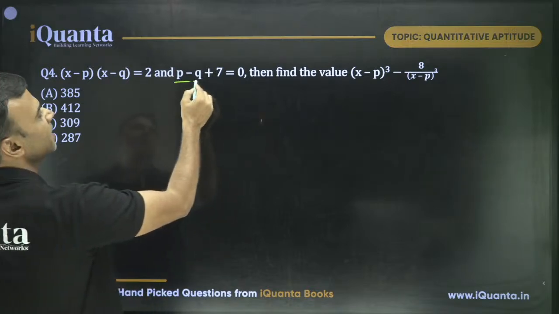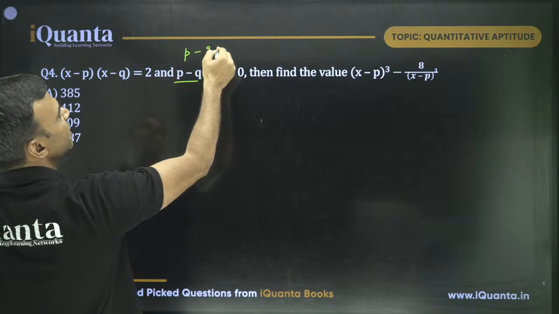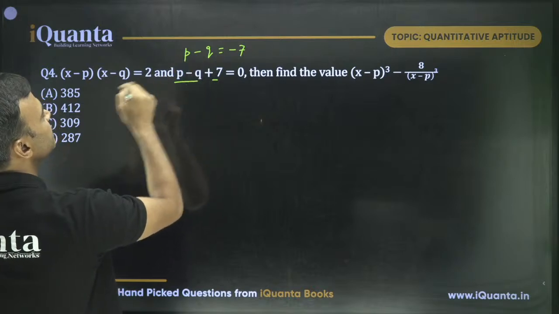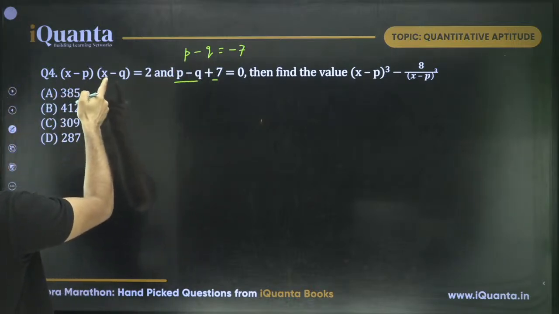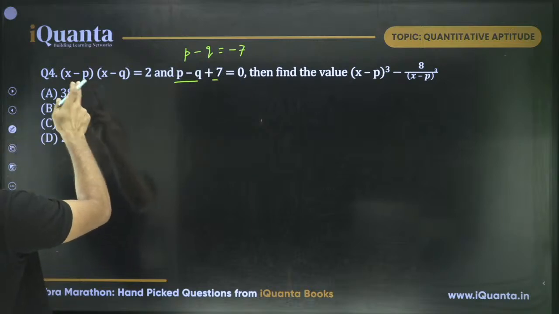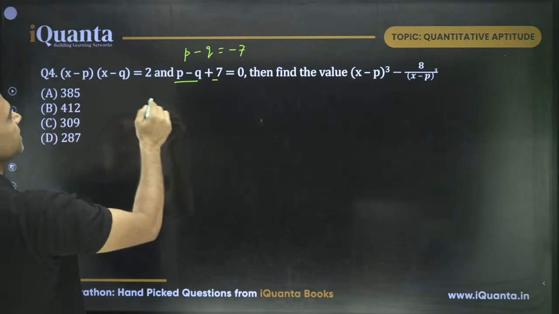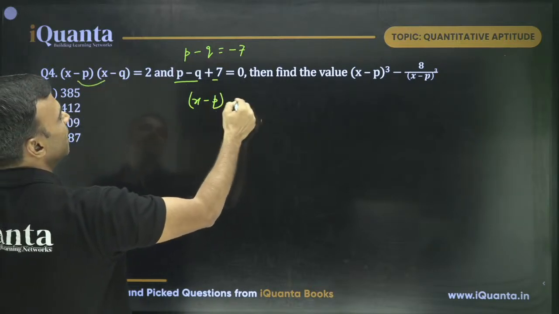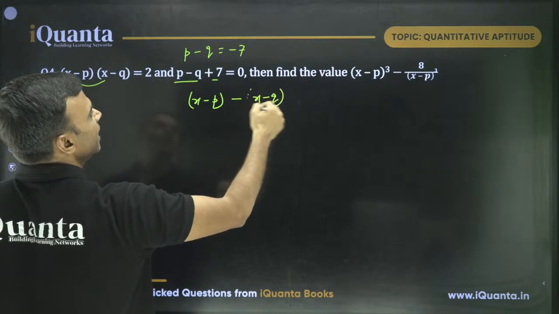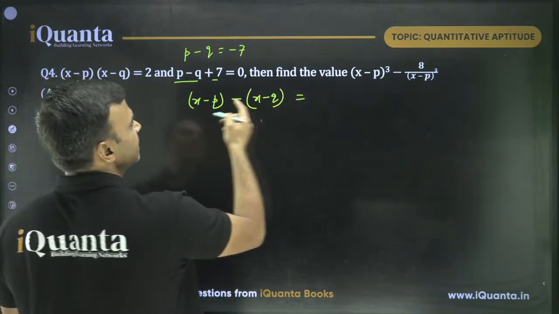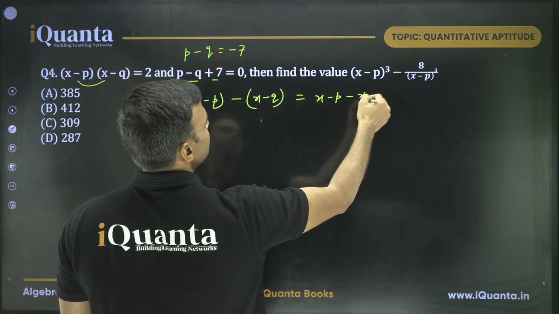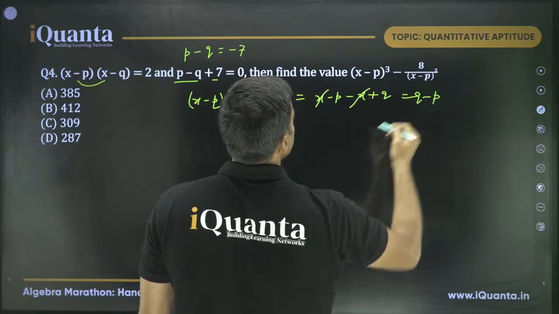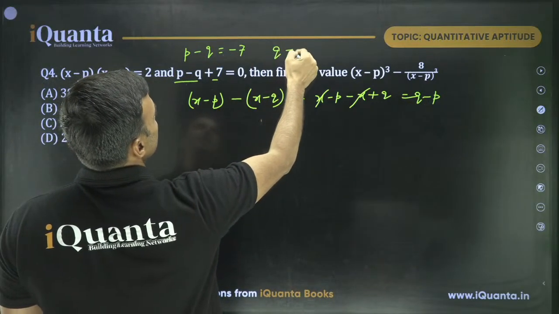So first of all, we have p minus q equal to 7. So from here I have p minus q equal to minus 7. That is one thing. Now look at it closely. P minus q, and here we have x minus p and x minus q. Nice. Look carefully. Do you realize that if you subtract one from the other, x minus p minus x minus q, what do you get? Open it: x minus p minus x plus q. So x and x cancel and this gives us q minus p. We have p minus q equal to minus 7, so q minus p equal to 7.